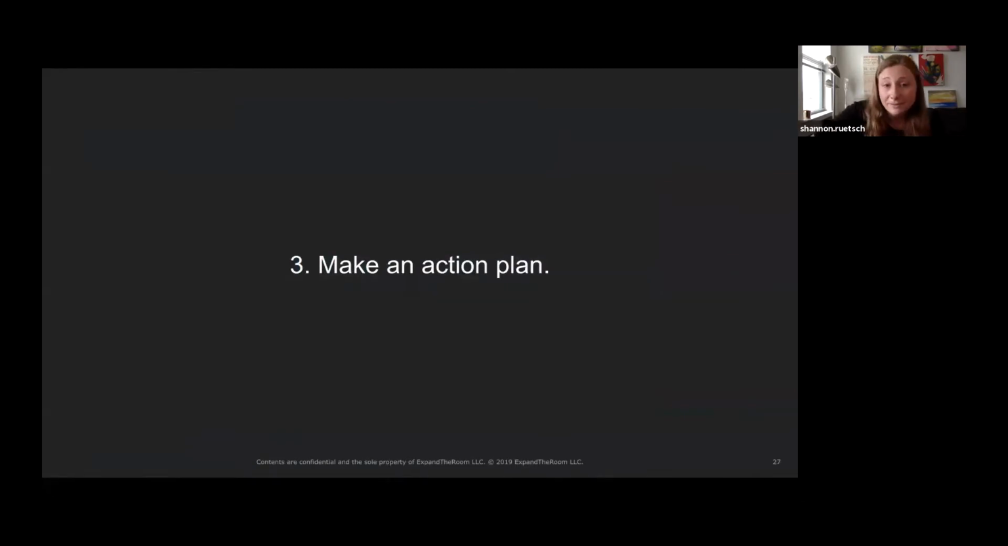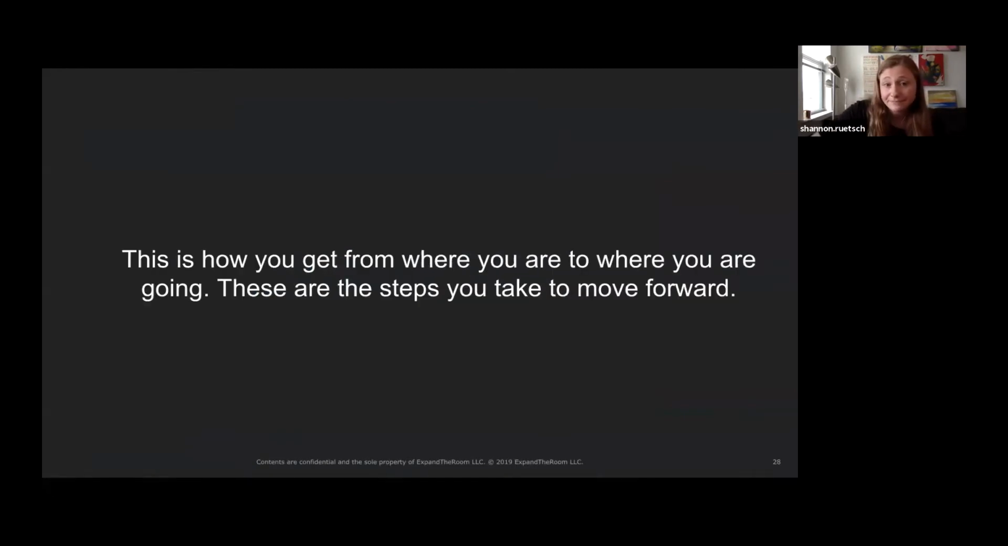The final step is to make an action plan. This is how you get from where you are to where you're going. These are the concrete steps you can take to move forward. This again comes after you do your audit and get your findings. That's where you are. Then you come up with your strategy, where you're going, and here's the plan on how to get there.